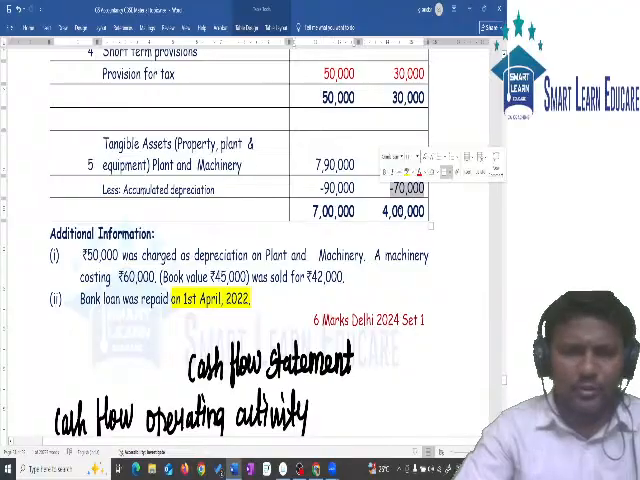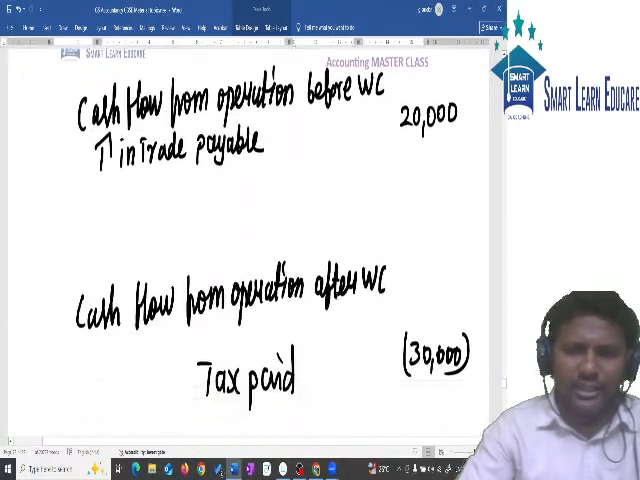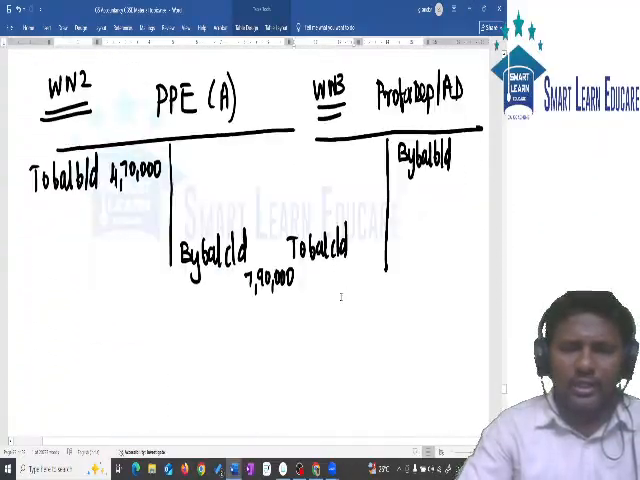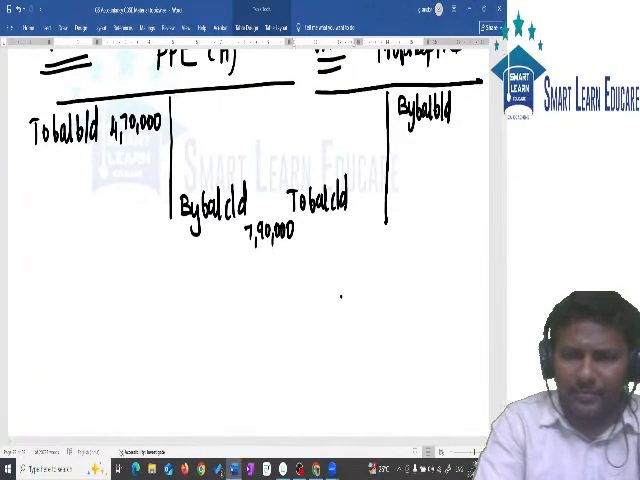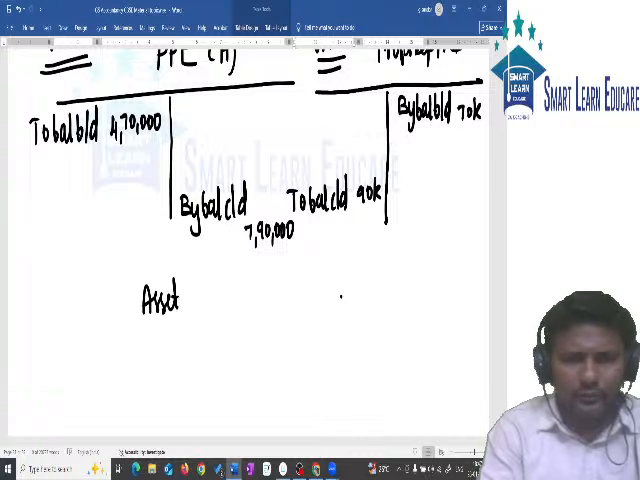Opening balance of provision 70,000. Closing balance it is 90,000. 70, 90. In provision, right, 70,000 opening balance. Closing it is 90,000. Second, asset disposal account. Disposal means sold.